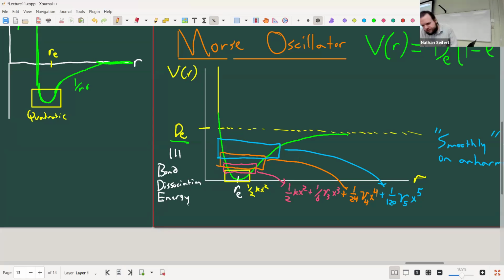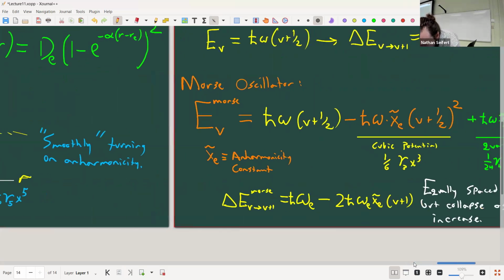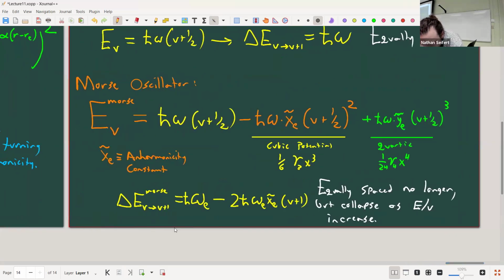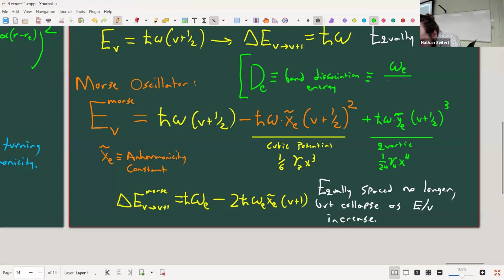And what you can show, and this is actually quite cool, where am I going to put this? I'm just going to put it up here. It's a really dumb place to put it, but this D_e, which is the bond dissociation energy, is equal to ω_e over 4 x_e.